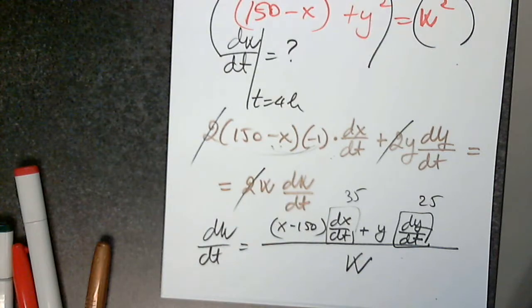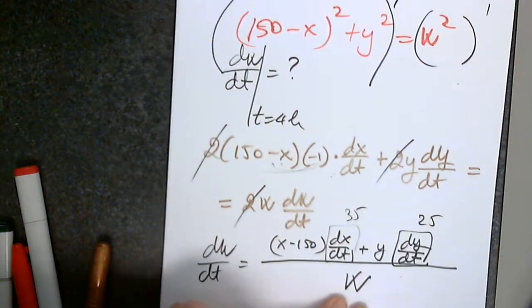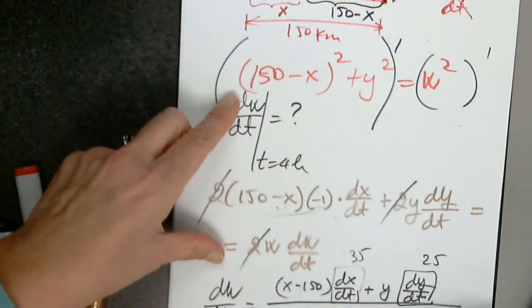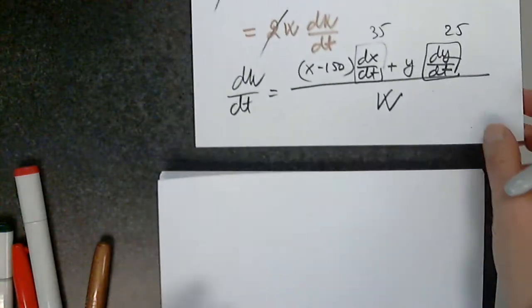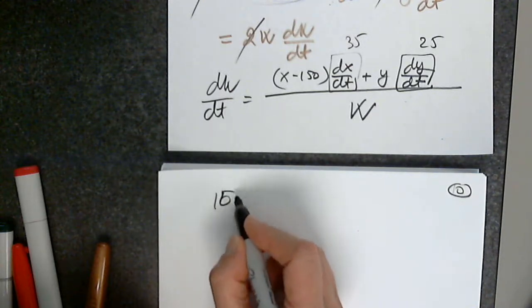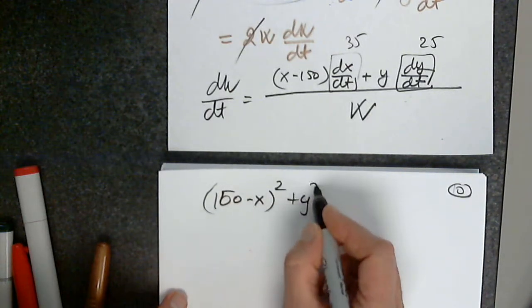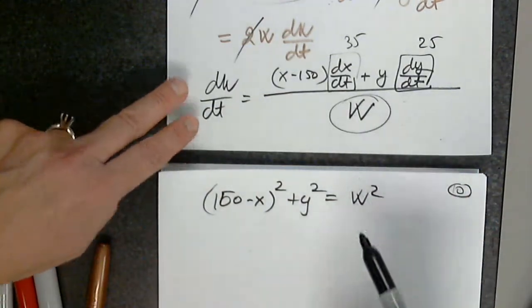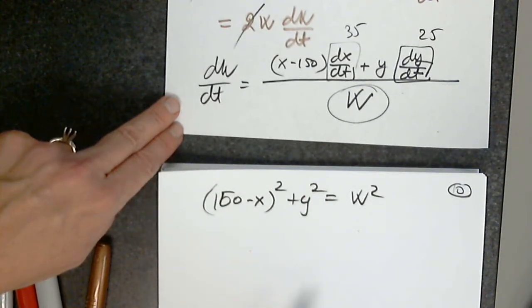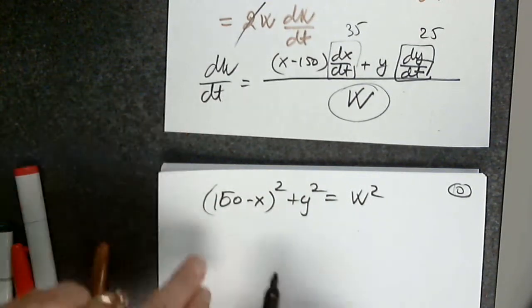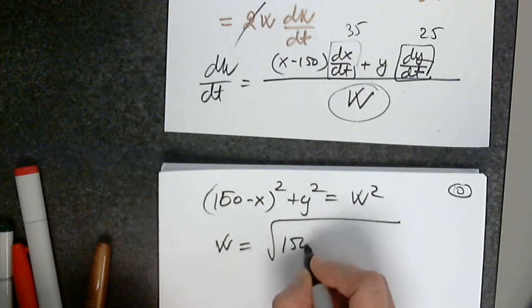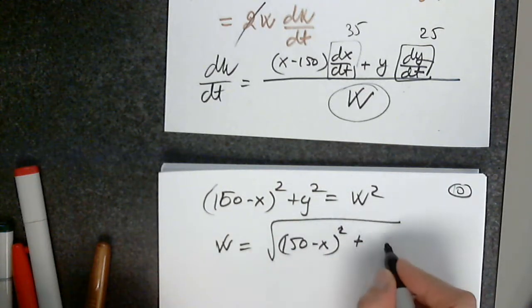But now how do I get the rest? Obviously, for W, I have no choice now. What should I do to both sides here to get W? Allow me to write the equation one more time, because I put the prime in there, and I don't want you to get confused. So 150 minus x squared plus y squared equals W squared. What should I do to both sides to get this? How do I solve this equation for W? Of course. So then W equals the square root of 150 minus x squared plus y squared.